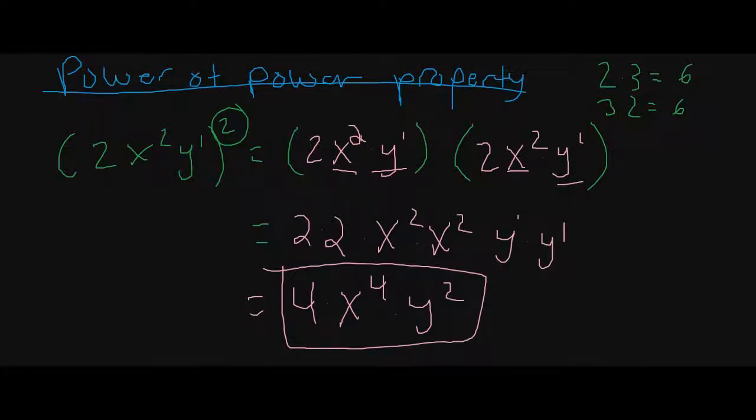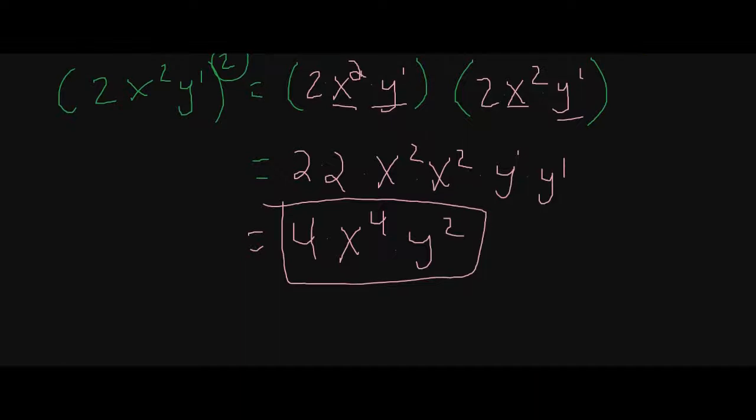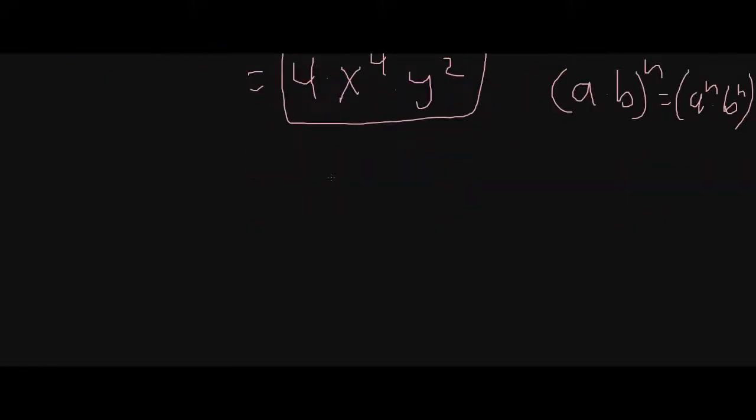Now let's use the power over power property. Now introducing the power over power property, the power over power just says this right here. If you notice here, we can just distribute the n across to the exponents on anything inside our parentheses. So looking at this example problem, if we have 2x squared times y to the first raised to the second power, let's use the property.